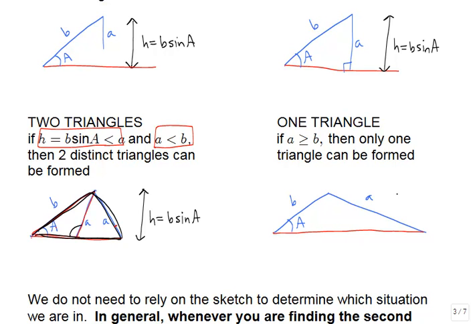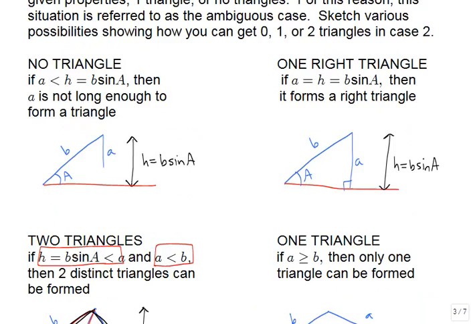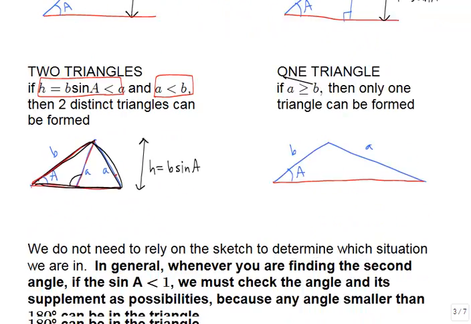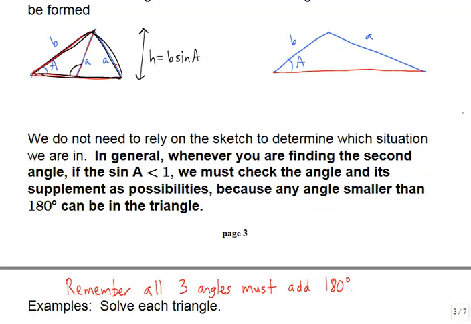So depending on what side A is in relation to side B and in relation to this perpendicular height, you could have either 0 triangles, 1 triangle in these two cases over here, or possibly 2 triangles. So how do you know which case it is? Well, it's kind of tricky to remember those 4 different possibilities.